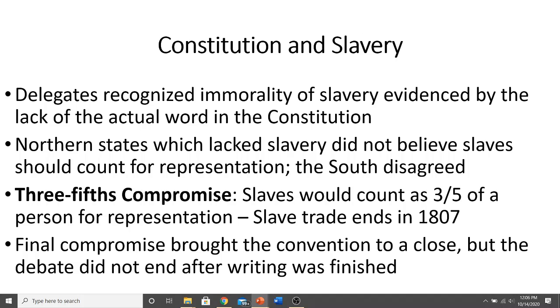After a long debate, this is the one that took the longest to agree upon, they come to the agreement that slaves would count as 3/5 of a person for representation. They also agreed that the slave trade would end in 1807. So with this final compromise in mind, the convention comes to a close, but the debate continues over all these things.